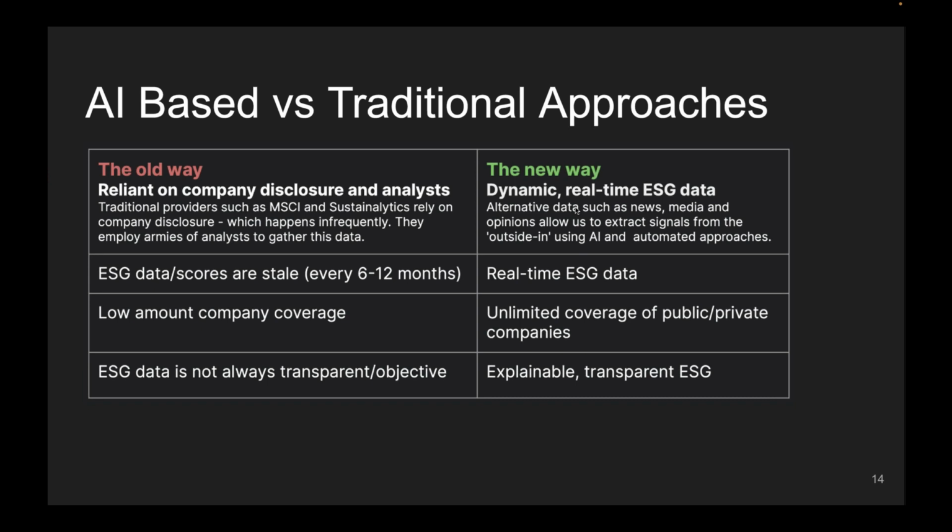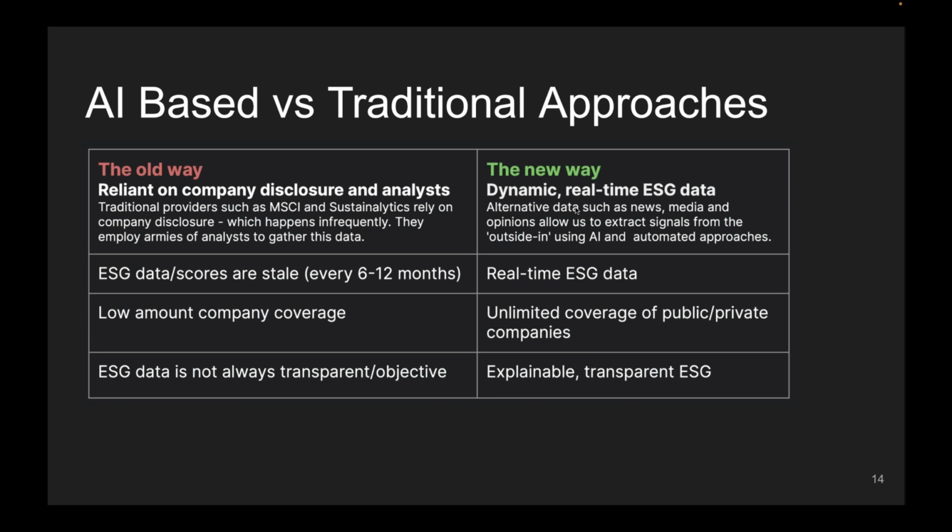So just to summarize what that looks like before we dive into how we actually do AI-based analysis: today the scores are typically based on company analysis that's done every 6 to 12 months. There's a little bit less coverage because of the size bias, and we do see some bias in the way that the actual analysis is done.